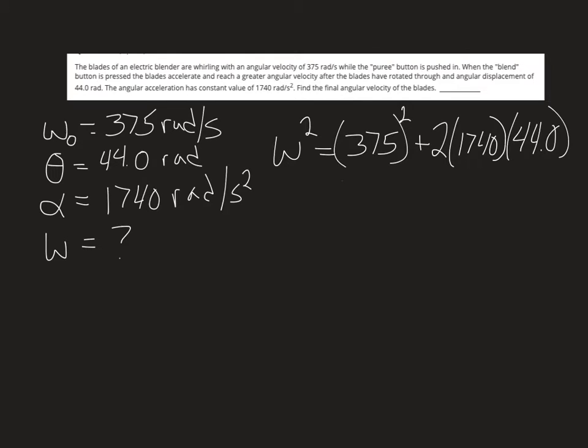Let's see, 375 plus 2 times 1,740 times 44. We're going to keep 3 sig figs in our answer. And we end up with omega equals 542. And since it's omega, the unit is radians per second. So kinematic equations of rotation is very much the same as kinematics of linear movement.